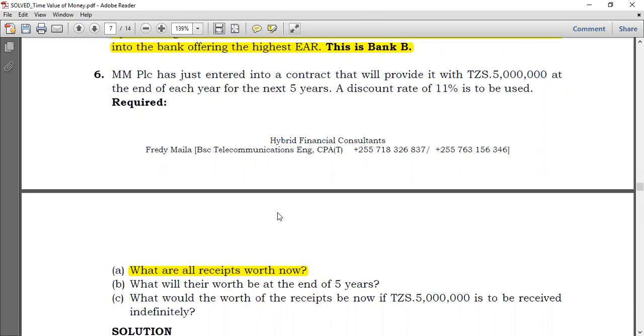How do we go about this? What are all the receipts worth now? That means they need the present value. Now look, an NPLC has just entered into a contract that will provide it with 5 million. The amount is 5 million and it will be obtained at the end of each year. The end of each year means ordinary annuity, not the beginning. The end of each year for the next 5 years. That means at the end of year 1, you receive 5 million. At the end of year 2, 5 million again. The end of year 3, another 5 million. You go that way.